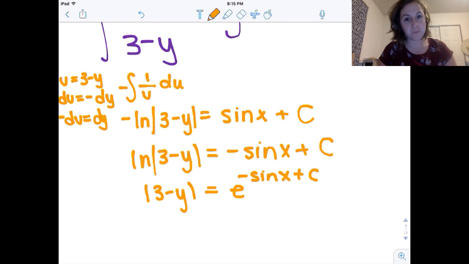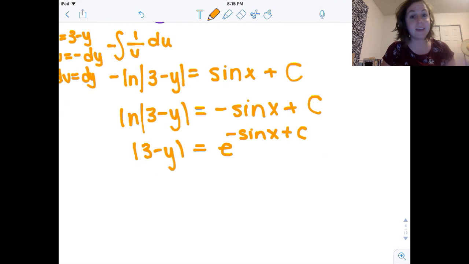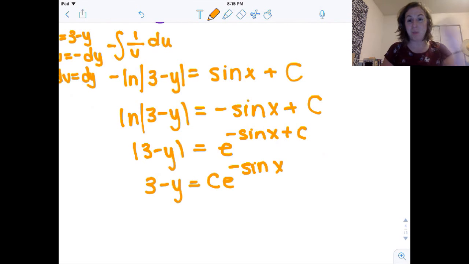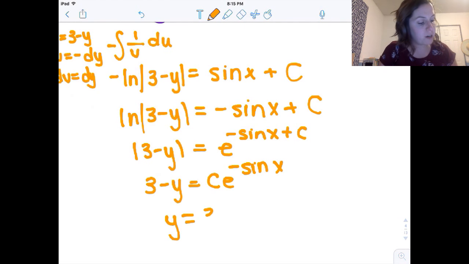I can get rid of the plus or minus as soon as I bring down this c e to the negative sine x. If you need more help with when can I do that, when can I not, go back to my last live stream. I did a bunch in there, okay? So now I just need to solve for y. So I'm going to actually add the y to the other side and subtract the ce part over. So it'd be 3 minus ce to the negative sine x. So that's your general solution, not what it asked for.